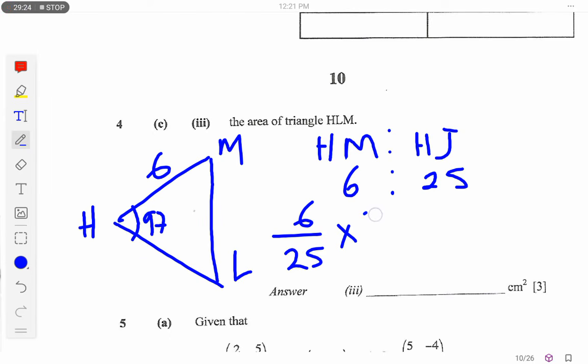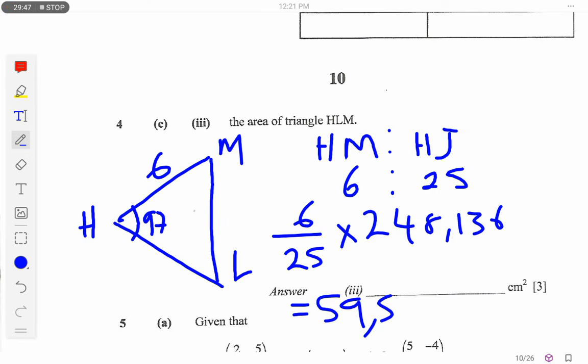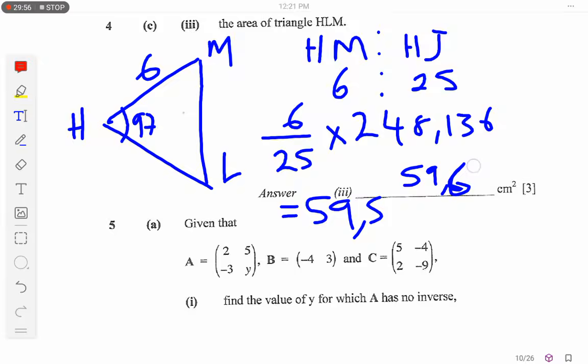So we have times 248.136. I'm going to use the raw number there. So this is going to be equal to 0.24 times 248.136. So we get 59.55. So we can write it as 59.6. So that's the area of the smaller triangle there. Okay, let's move on to the next question.